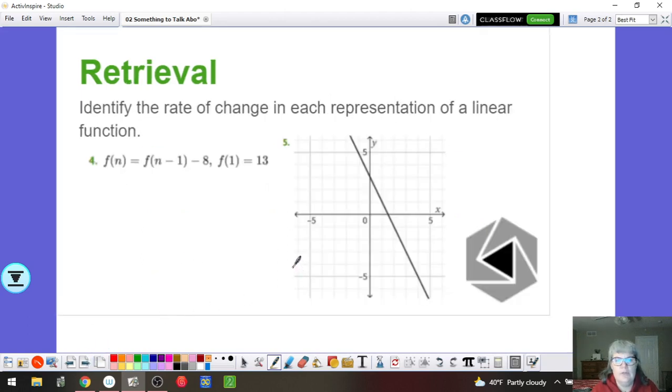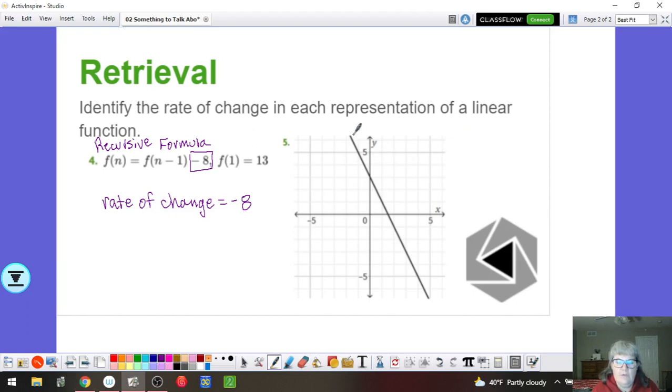Here we're going to be looking at the rate of change. The first example we have, number 4 here, this is a recursive formula. So you want to be looking at what is happening from one term to the next over and over again. Well, what's happening is we are subtracting 8. So the rate of change for number 4 is going to be negative 8. So rate of change equals negative 8.